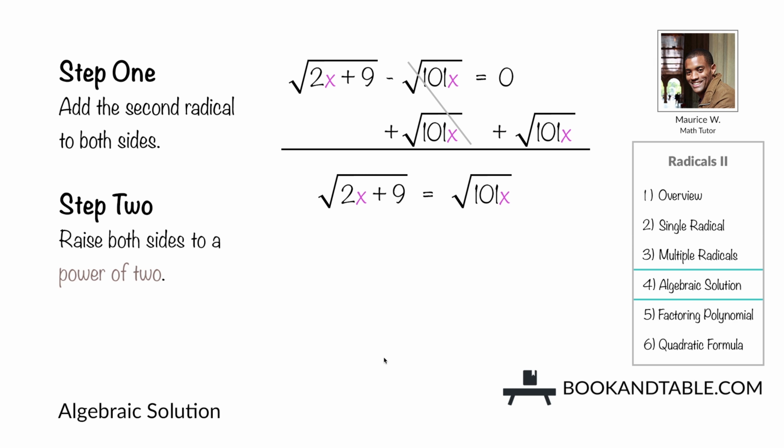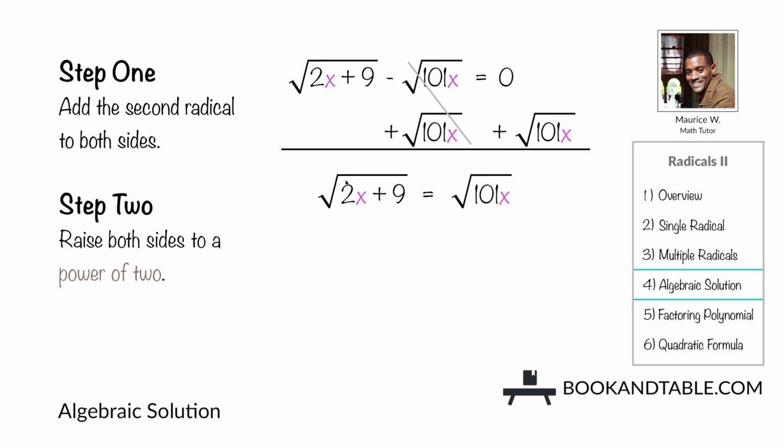Let's take a look at a question that had two radical signs. So we had the square root of 2x plus 9 minus the square root of 101x is equal to 0. So we want to isolate the first radical. So we add the second radical to both sides. That leaves you with the square root of 2x plus 9 is equal to the square root of 101x.